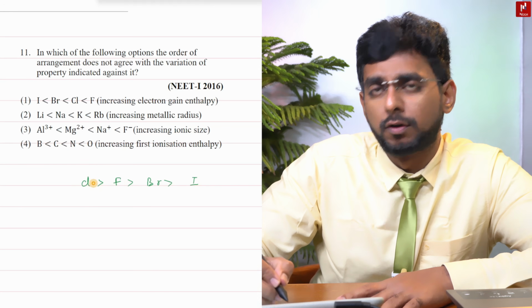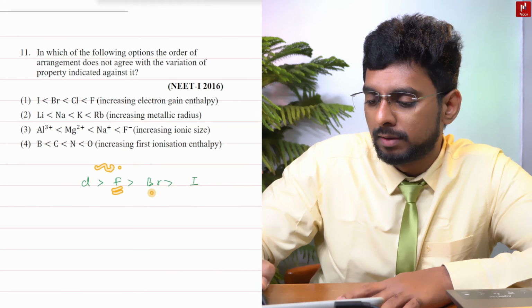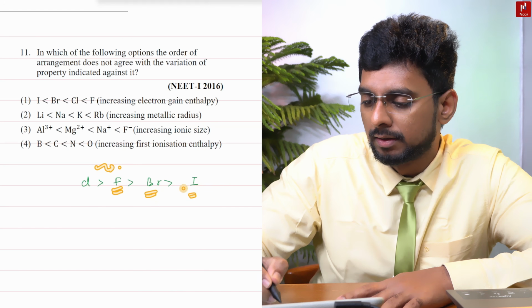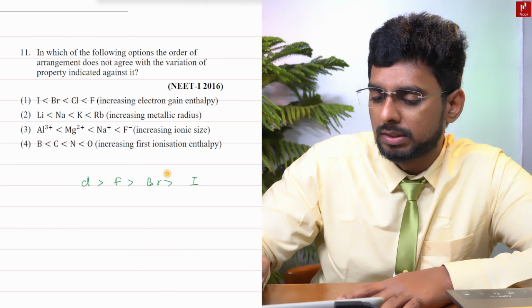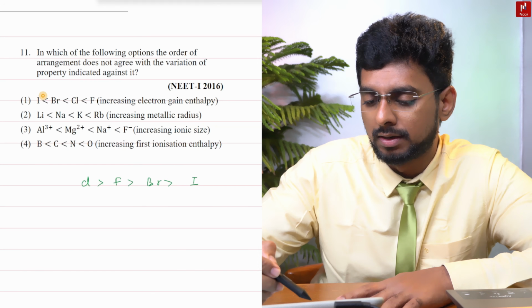So with the case of chlorine, more energy would have been released. Then you would have got fluorine, bromine, and then the iodine, right? So this is how it has to be. If you look over there, they have just written it the other way around.